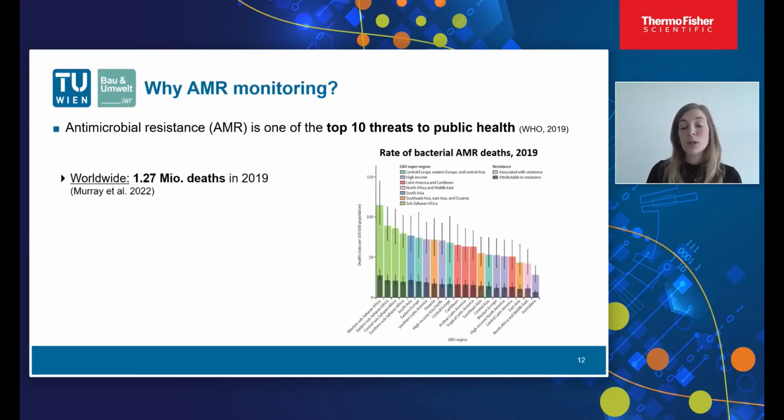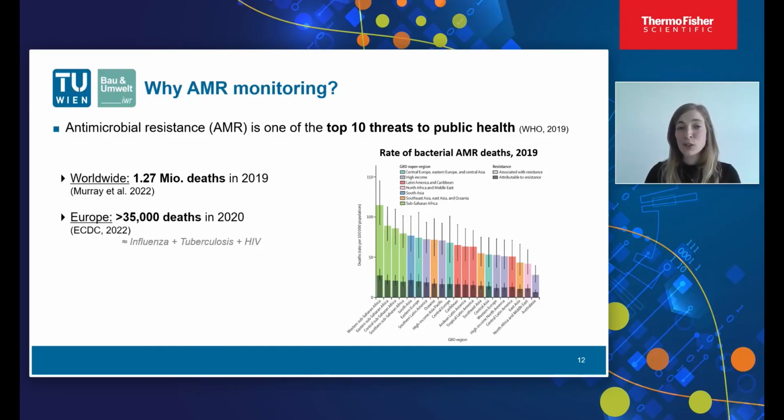And worldwide, there were nearly 1.3 million deaths only in 2019, which were either attributed or associated to AMR resistances, according to Murray et al. And if you look at this graph on the right-hand side, you can see that especially in the sub-Saharan African region, people have basically the highest risk of getting infected with antimicrobial resistances, basically bacteria which are resistant, or other microorganisms.